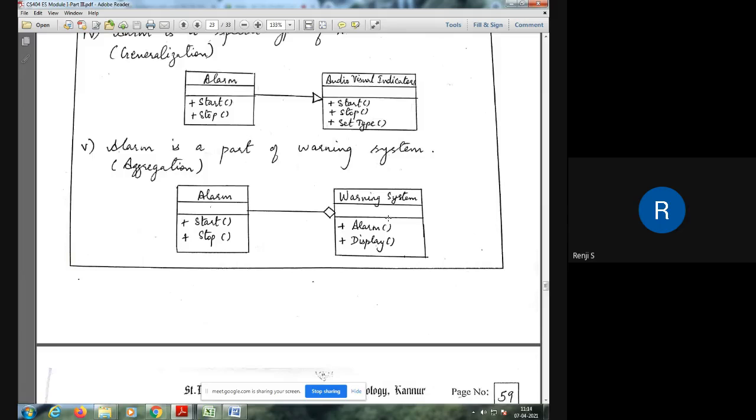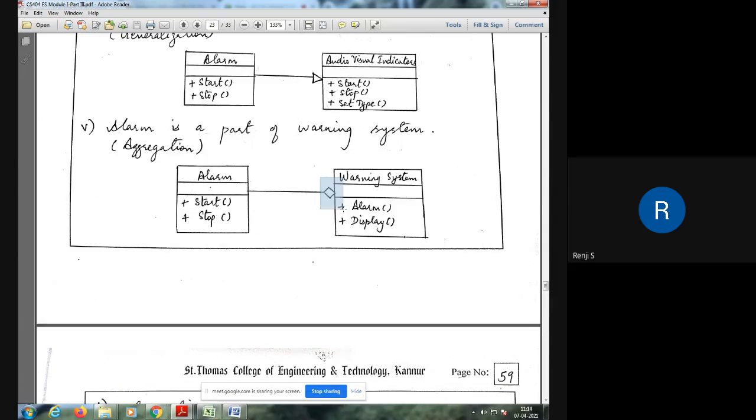Next, alarm is a part of the warning system. So to show a part-of relationship, we use aggregation. These are all examples of these relationships. So aggregation shows a part-of relationship. So the alarm is a part of the warning system. So to represent that part-of relationship, we use the aggregation symbol, which was covered earlier. Aggregation and its symbols representing the various relationships have been covered earlier.